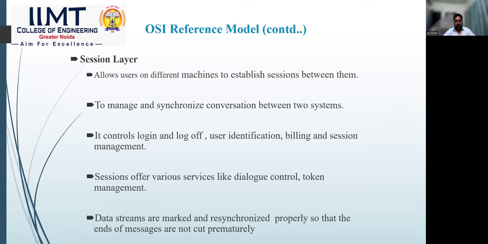Next layer is the session layer, which allows the users on different machines to establish a session between them for data communication. It manages and synchronizes the conversation between two systems. Like it controls login and logoff, user identification, and session management. The sessions offer various services like dialog control or token management. And data streams are marked and resynchronized properly so that the ends of the message are not cut prematurely. So these functions are served by the session layer.